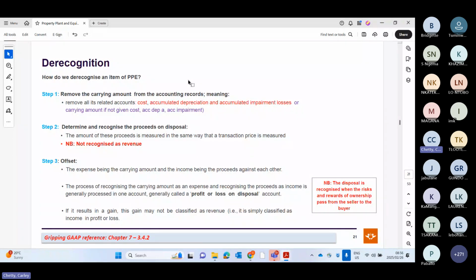So we have our steps. We're going to remove the carrying amount from the accounting records. We're going to determine the proceeds on disposal, and then we're going to use that to determine if we have a gain or loss on disposal. And just to remember here, the disposal is recognized when the risks and rewards of ownership pass from the seller to the buyer. Okay. So let's just recap that, and then we'll look at an actual asset disposal account.